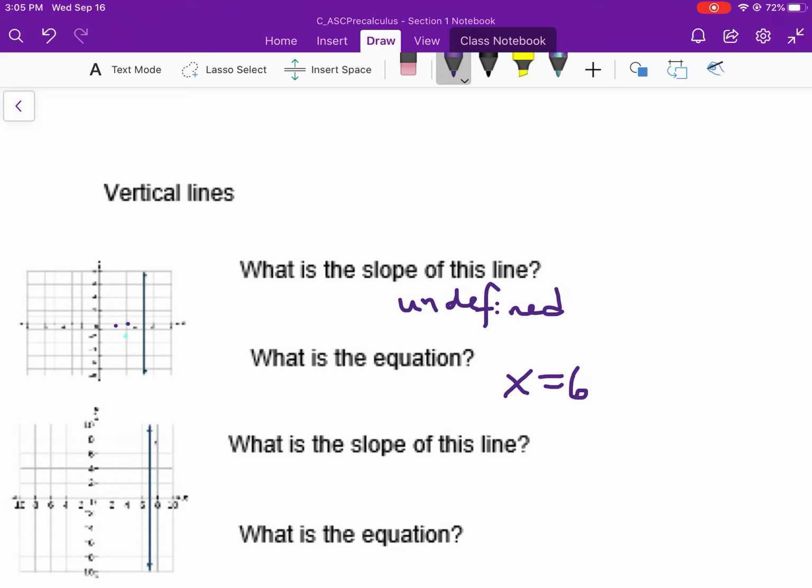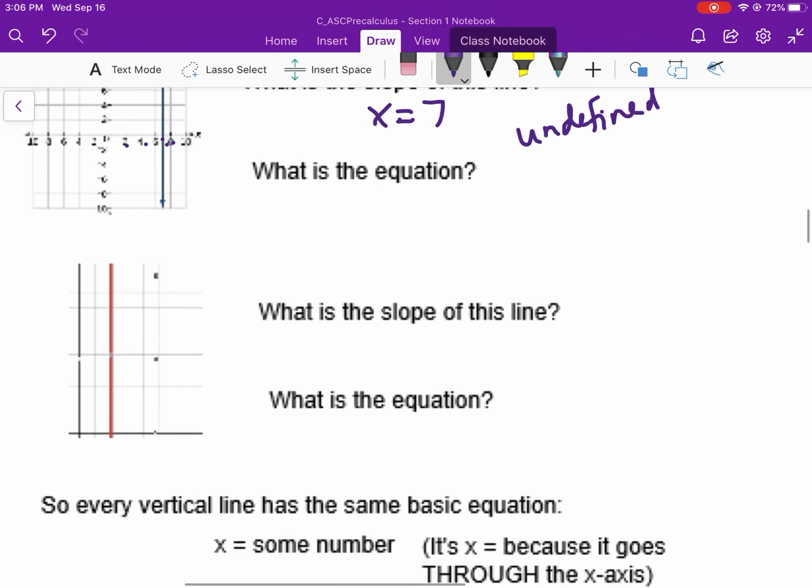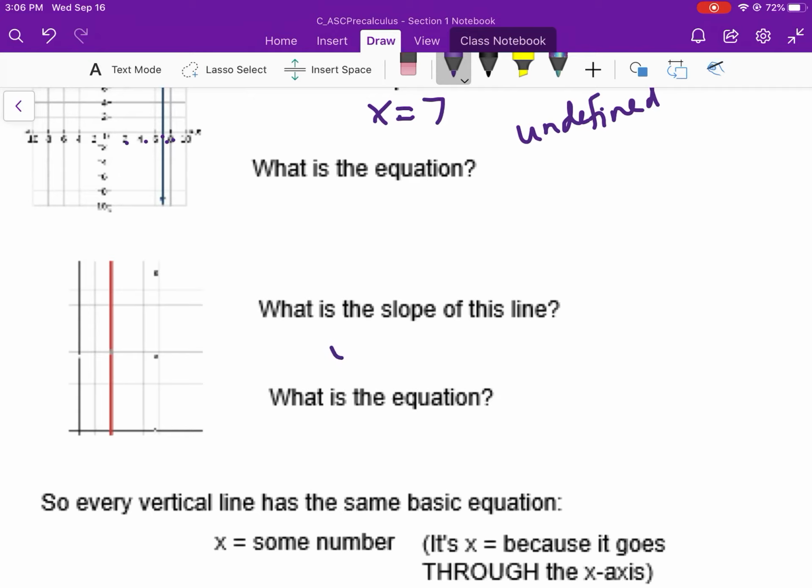Okay, the slope of this line here looks like 2, 4, 6, 8. So it looks like it's supposed to be x equals 7, perhaps. And it's an undefined slope. All vertical lines are undefined. I'm sorry, I'm getting ahead of myself and not doing them in the right spot. Slope of this line, of course, is still undefined. Always undefined, vertical.